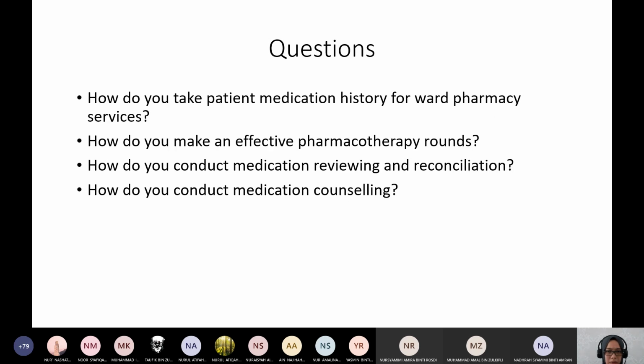Okay, so ward pharmacy. How do you take the patient medication history from the ward? Yes, for the clinical pharmacies. Okay, ward pharmacy services is provided by clinical pharmacies. And how do they take medication history? Can someone explain the process that I explained the other day? What's the process? What's the cycle of job scope of a clinical pharmacist?